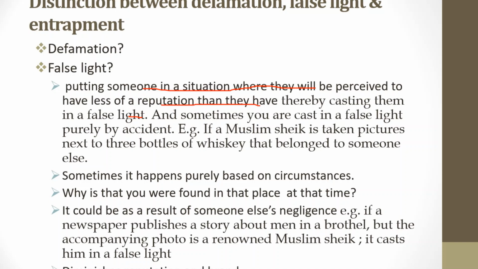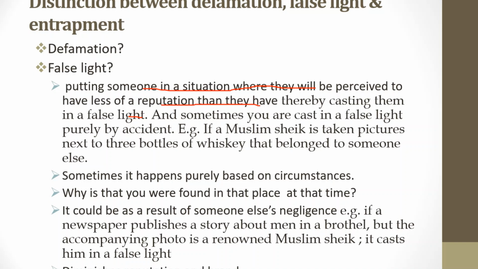Someone takes a picture of that sheikh next to 3 bottles of whiskey, yet in essence these 3 bottles of whiskey belong to someone else, and that photo is published. Now in this case, that Muslim sheikh has been cast in false light. Remember, the alcohol was not his, he does not even drink, but because the image is published in a magazine or in a newspaper, the public is able to perceive the sheikh as a man who consumes some whiskey. Yet according to the Muslim religion, drinking may not actually be allowed.